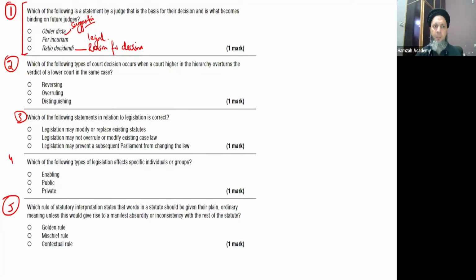Per incuriam means with no regard to law, meaning without considering the law. Okay, now you can attempt these questions.